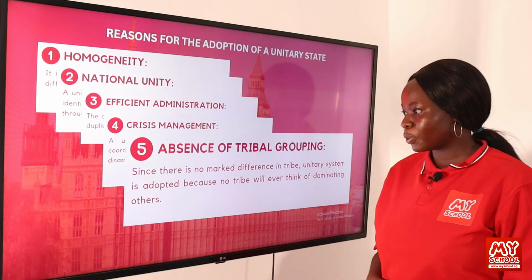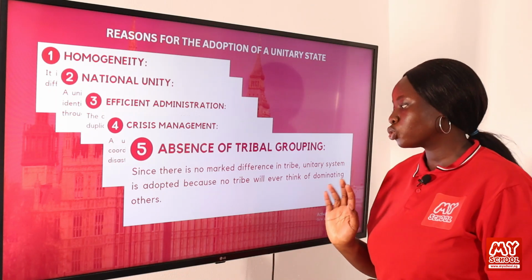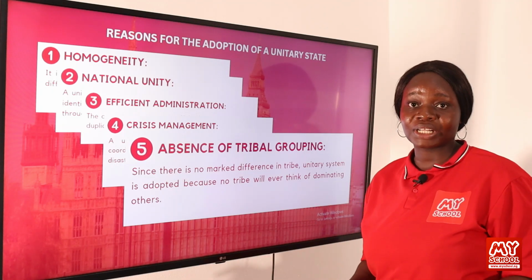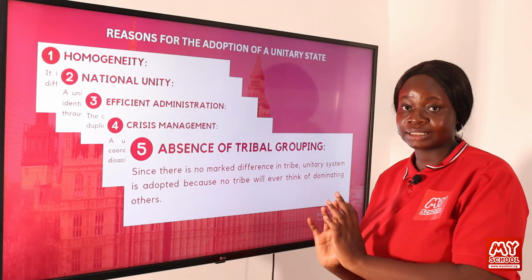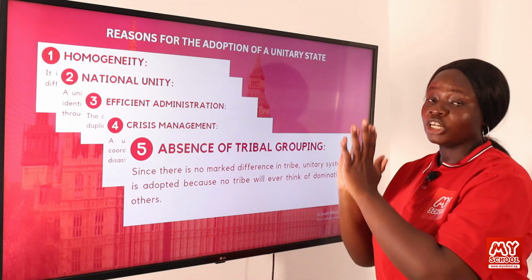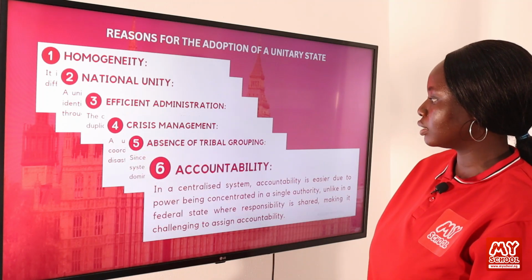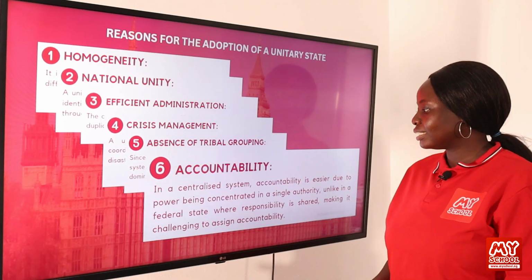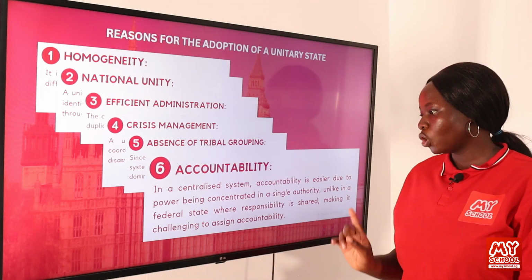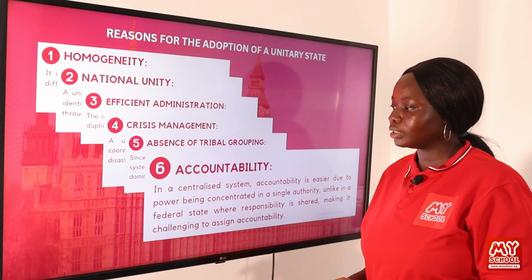The absence of tribal grouping. Since there is no marked difference in tribe, a unitary system is adopted because no tribe will ever think of dominating others. So when there are a lot of tribes within a particular state, a federal system of government is the system to adopt. But in a country where there are no tribal differences, a unitary system is the best system to adopt. Now let's move on to another reason for the adoption of a unitary state, accountability. In a centralized system, accountability is easier due to power being concentrated in a single authority, unlike in a federal state where responsibility is shared, making it challenging to assign accountability.